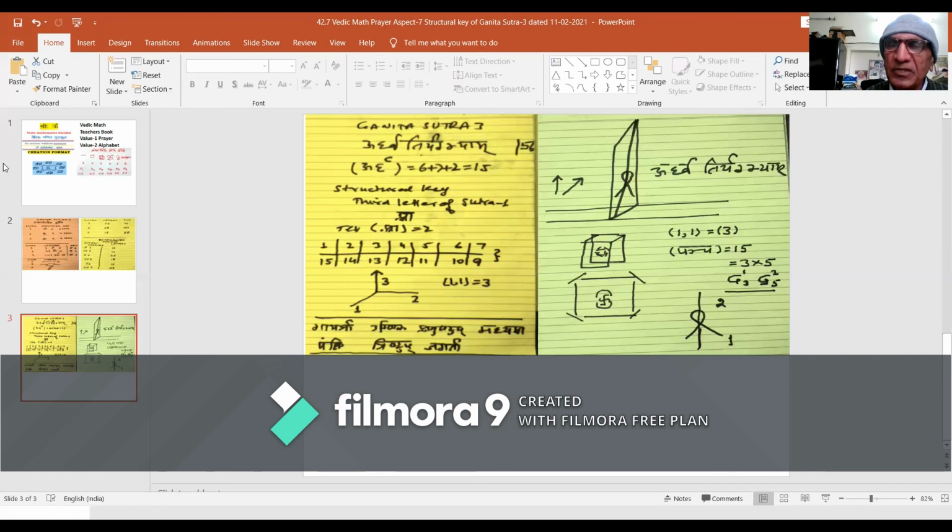It is this feature which ultimately will take us to the working steps and other connected features of the mathematical domain of Ganita Sutra 3.